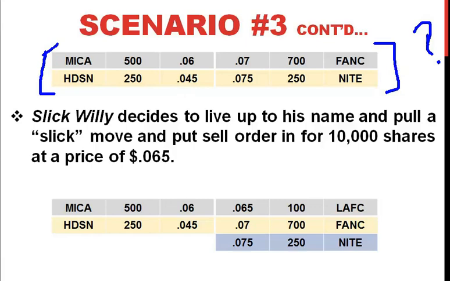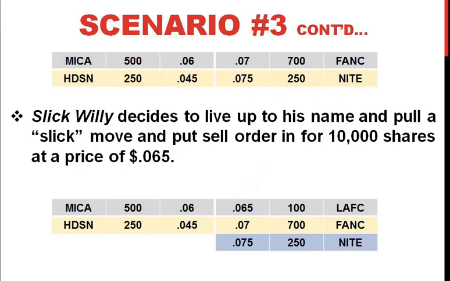So let's update the scenario here a little bit. Slick Willie says, you know what, I'm Slick Willie. I got to live up to my name. So he pulls the slick move and puts a sell order in for 10,000 shares at 0.065. So all of a sudden, there's a new market maker that shows up, and they're going to show up right where Slick Willie tells them to show up, and that's at 6.5 cents. So hopefully you see how that worked.